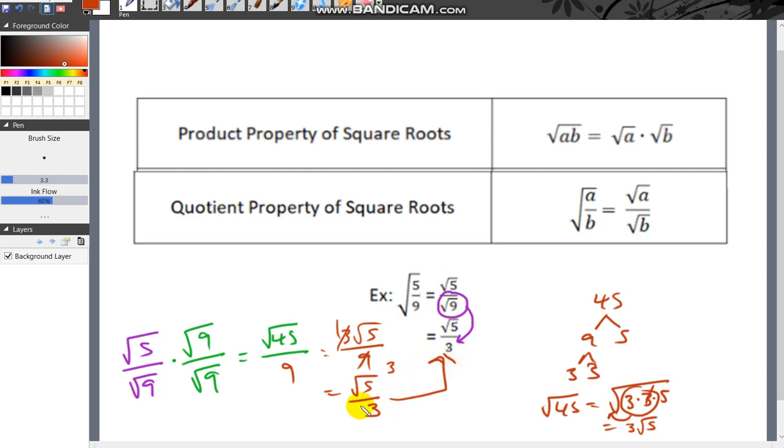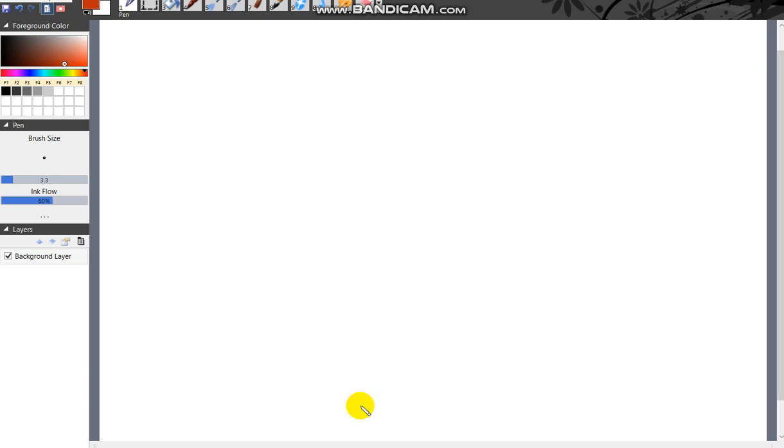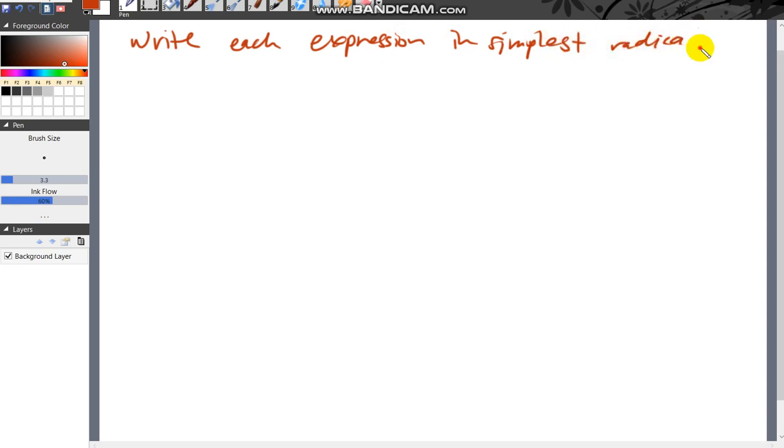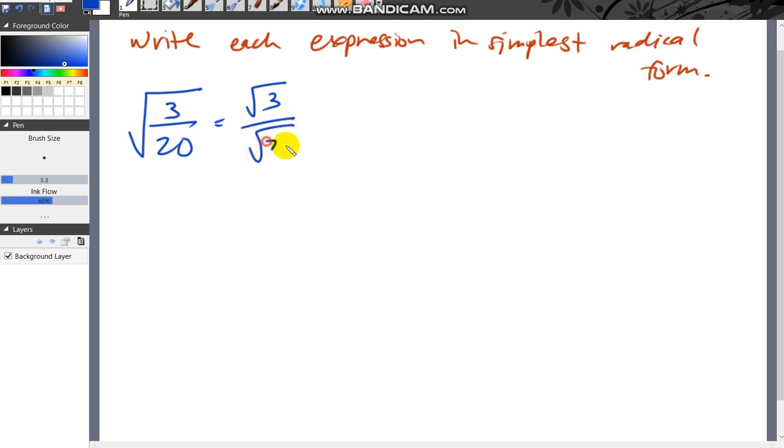All right. Let's try to do an example. For each of these examples, we're going to write each expression in simplest radical form. That is generally what we're doing for these problems. Let's start off with the square root of 3 divided by 20. If you use that quotient property, we can manipulate this. We can rewrite it as the square root of 3 divided by the square root of 20.